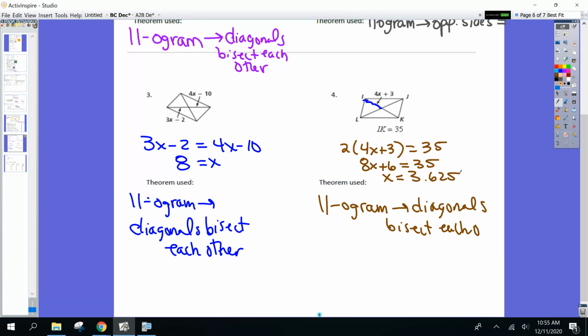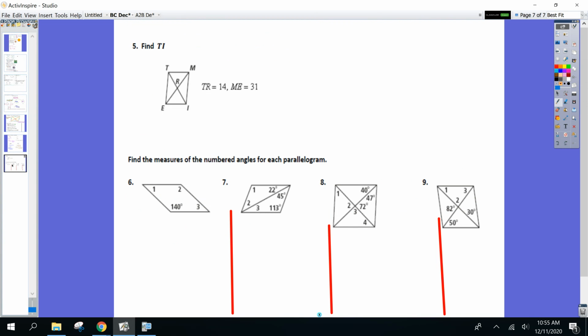Guys at home, all right? How about in here? All right, moving on then. One more sides and diagonal problem. TR is 14, ME is 31. All right, find TI.